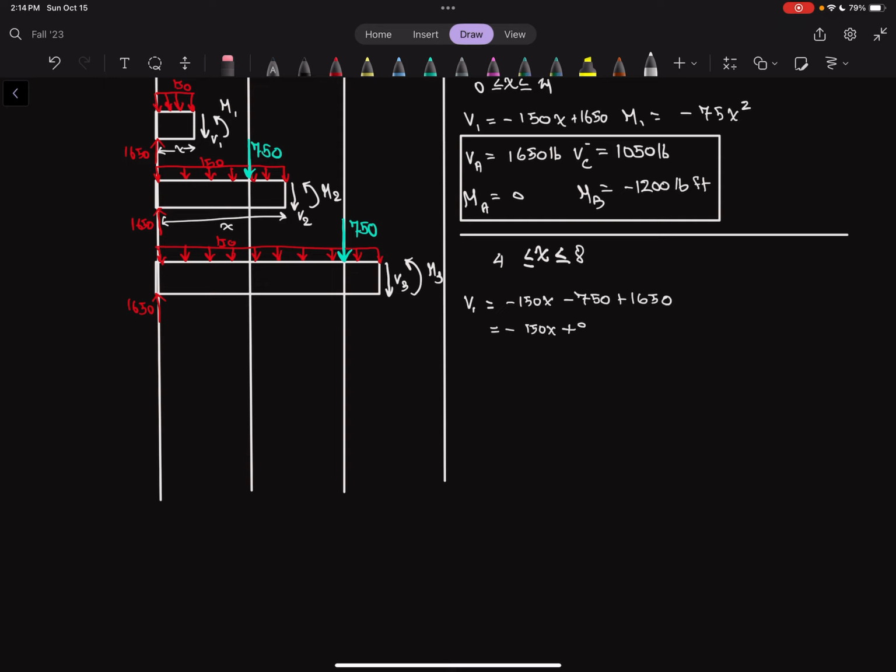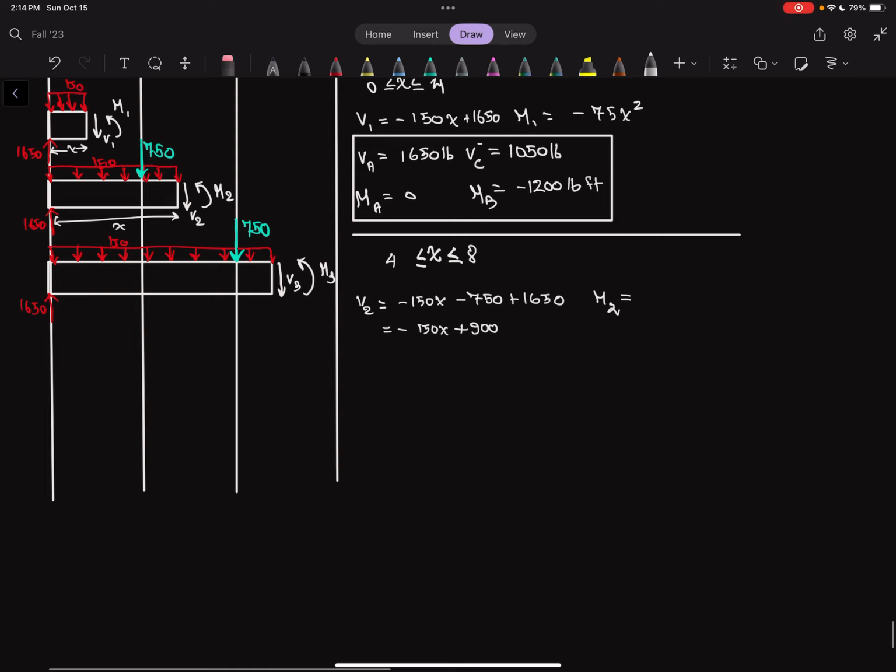Okay, plus 900. And now we can do M, and this is B sub 2, M sub 2. That's going to be what we had before, which is minus 75x squared. And then minus, because it's making me frown, minus 750 times x minus 4. Right there.